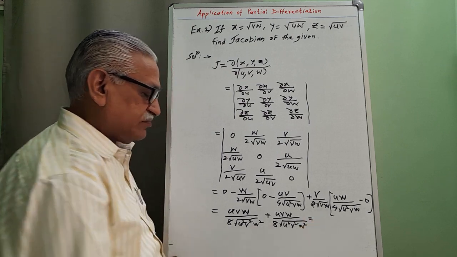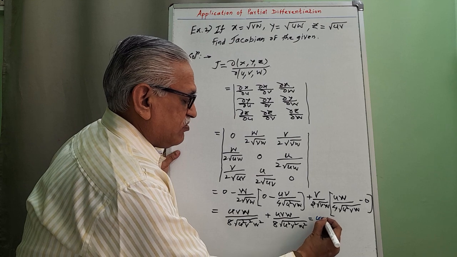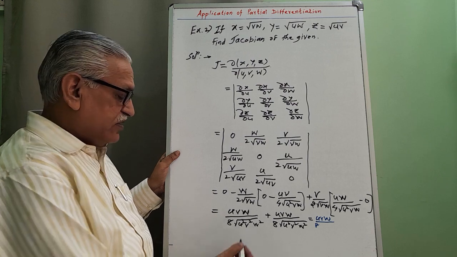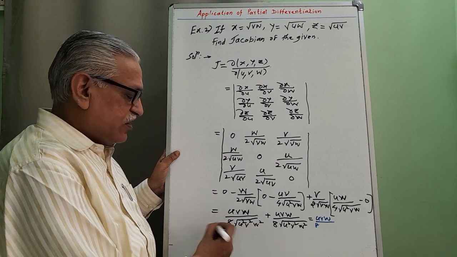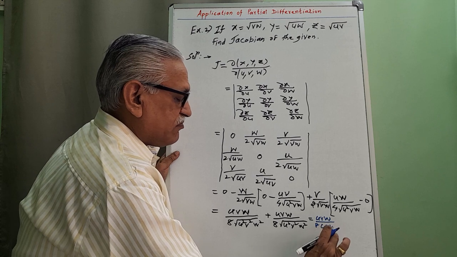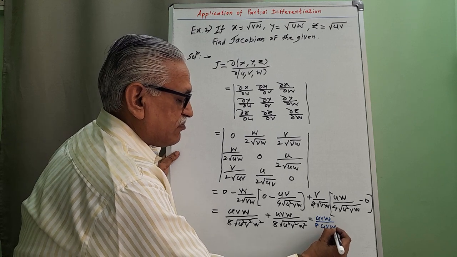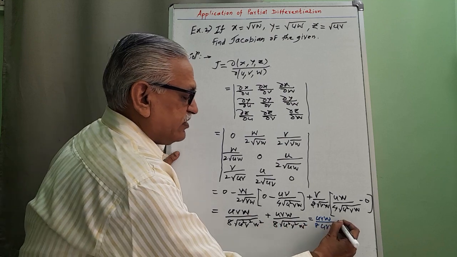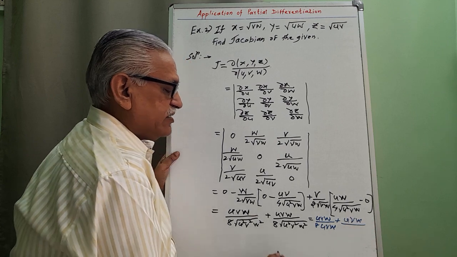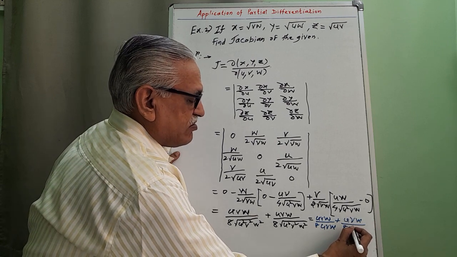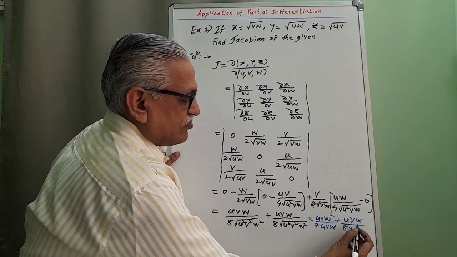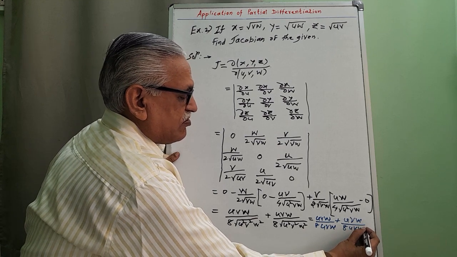And therefore we get uvw divided by 8 times the square root of u square v square w square. The square root and square get cancelled, we get uvw, plus once again the same term uvw divided by 8 times uvw.